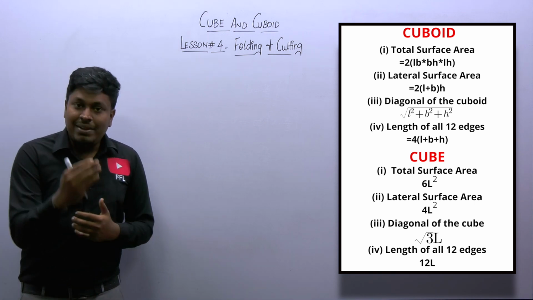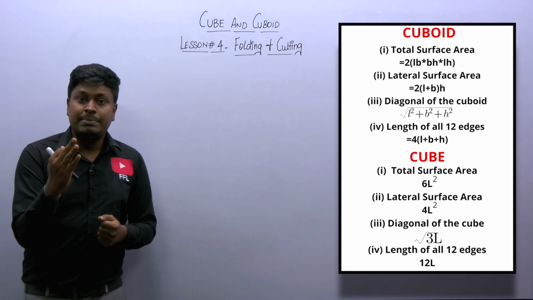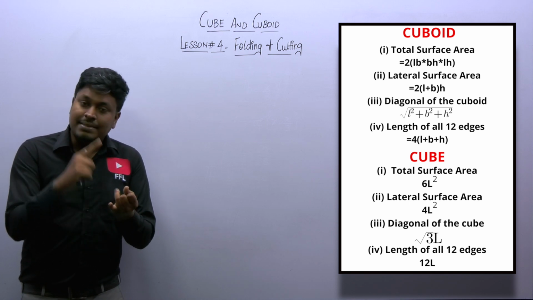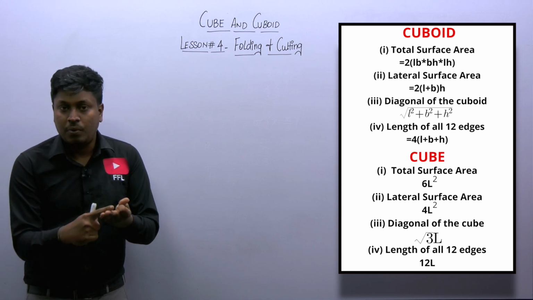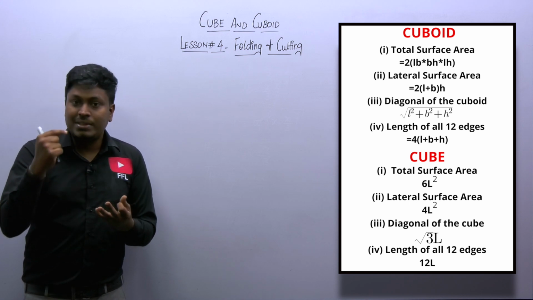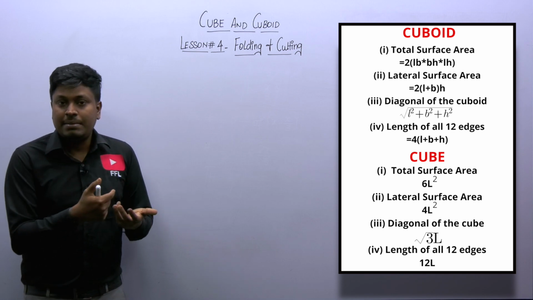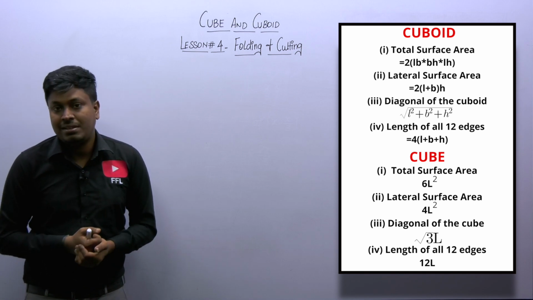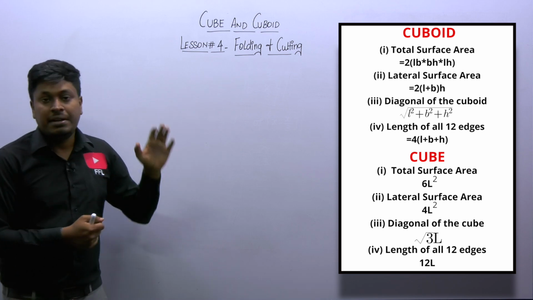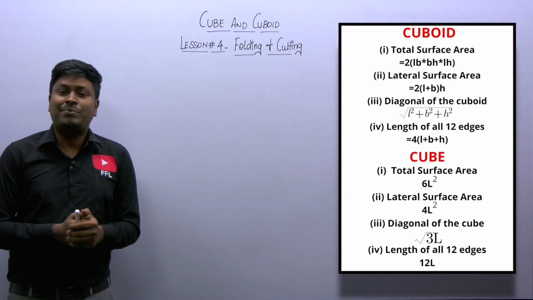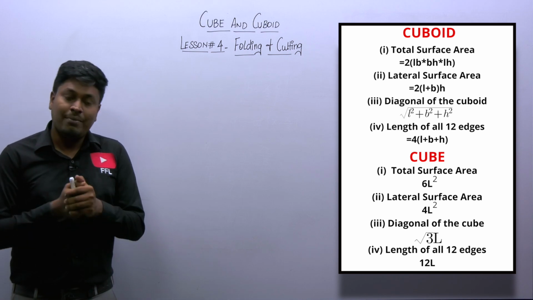Right? So in the previous lesson I told you 3 concepts in the topic mensuration that are important. One is melting, second is cutting, and the third is folding. In the previous lesson we solved some questions based on melting. So now in this lesson number 4 we will be solving some questions based on cutting and folding.